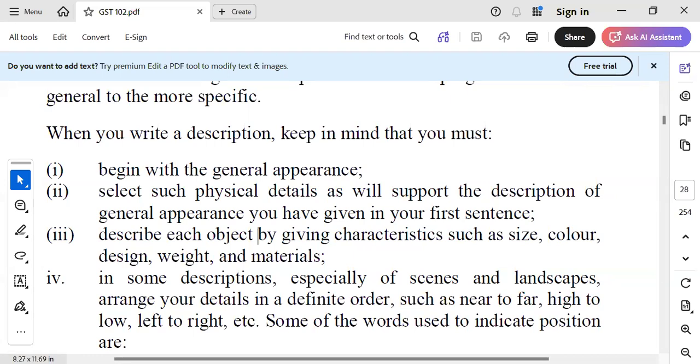Now, when you are talking about the specific aspect, you have to describe the object by stating the following: the size, the color, the design, the weight, and materials. So when you use this in your piece of writing, you find yourself describing that thing very well. So right now, even as you are seated in your room, start describing your parlor. Describe your room. Describe your kitchen. You can use that to start learning about description.